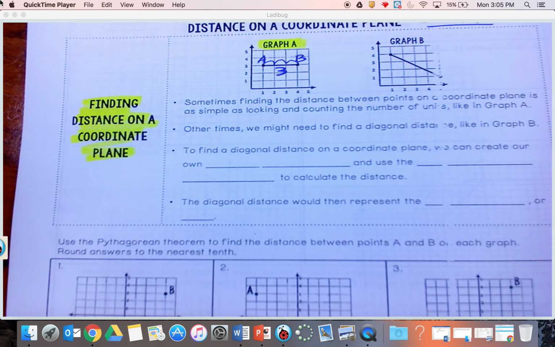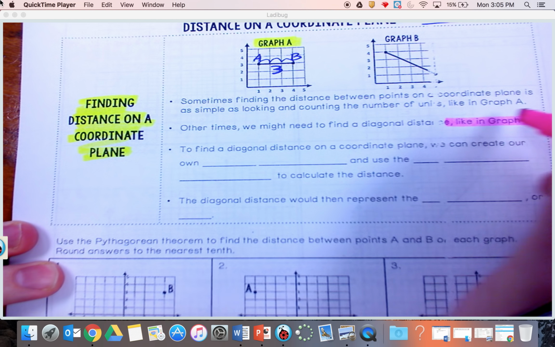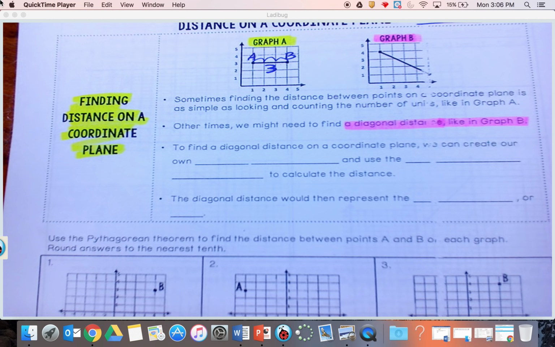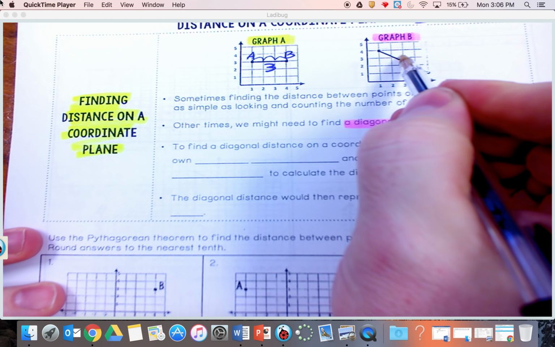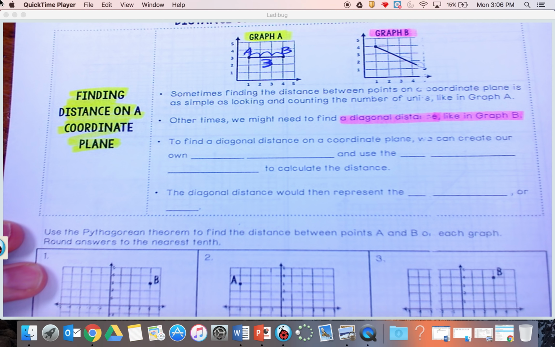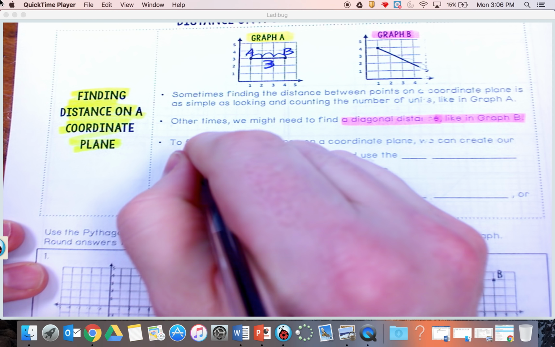But what happens if we get something that looks like graph B, a diagonal? Well, the diagonal is different. I can't sit here and count how many it is, because that's not going to be the correct way to do it. What I have to do is make what is called a right triangle.